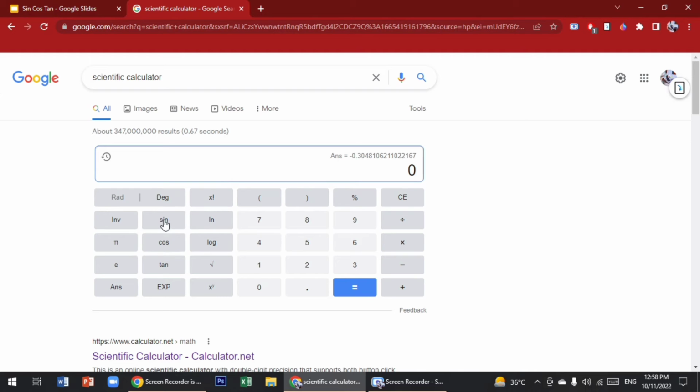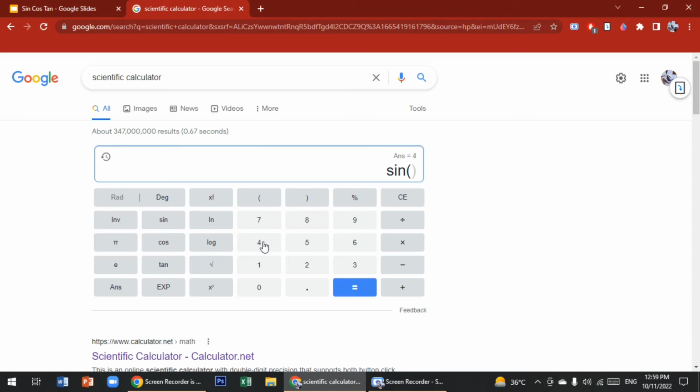Now you see here that below this degree we have sine, cos, and tan. Now I can write sine 30. Let's see what we have as sine 30. So we have 0.5, and 0.5 times 8 gives me 4.